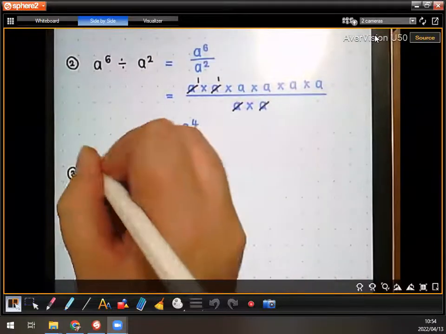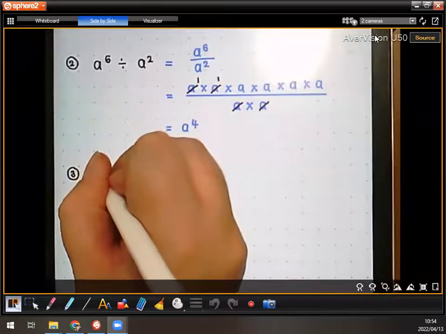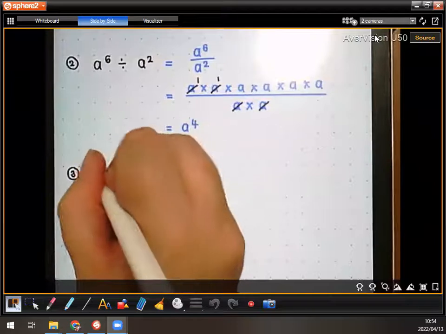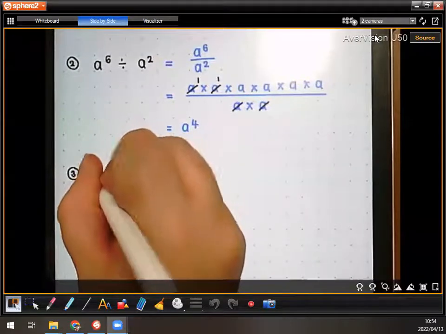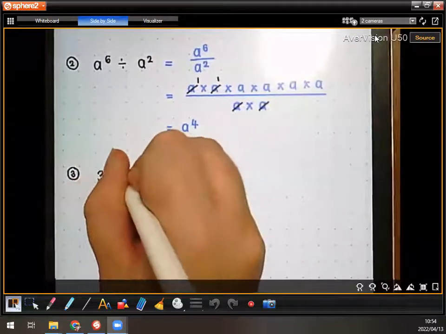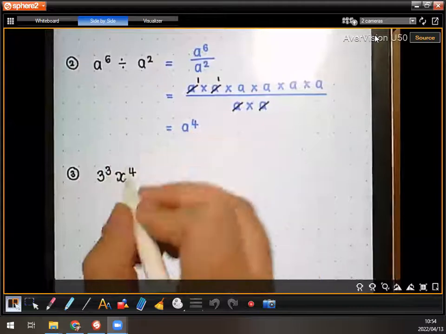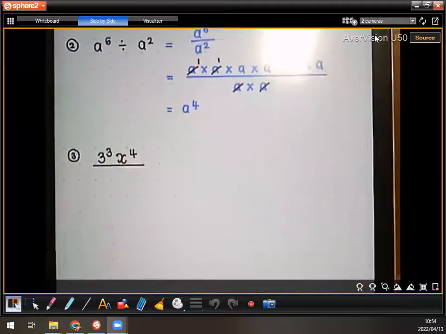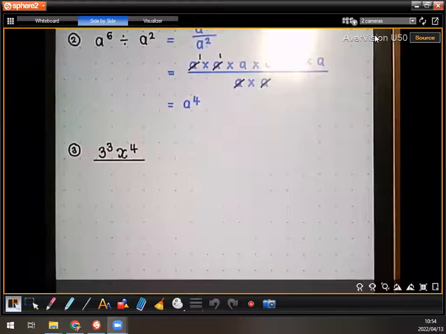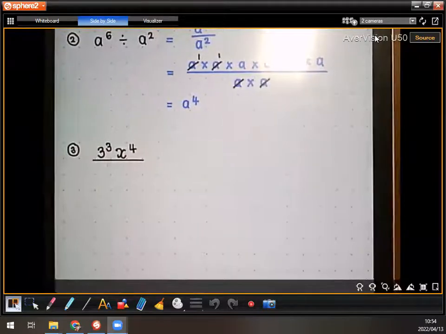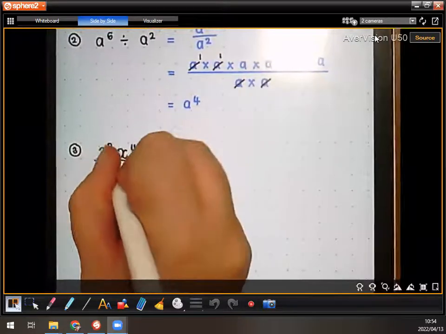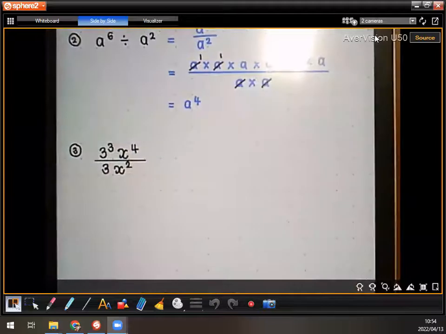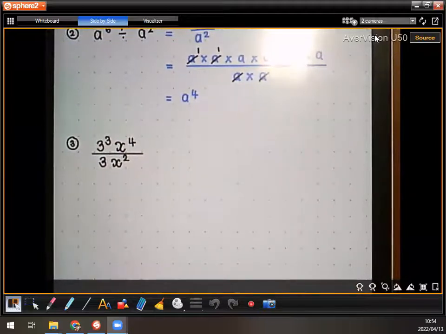Okay, let's do 3 to the power of 3, x to the power of 4, over, so I'm writing it as a fraction now from the start, but we remember that when something's written as a fraction, that means that you're dividing, over 3x squared. So 3 cubed x to the 4 over 3x squared.